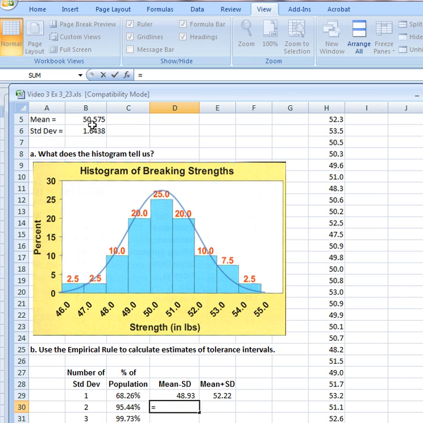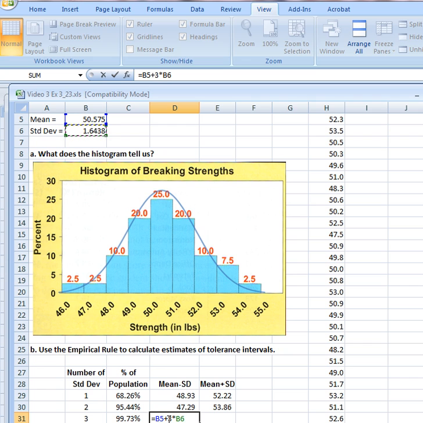Okay, so let's calculate these other ranges. It's the same idea. Take the mean. This time we're going to subtract 2 standard deviations, like that. And we're going to add 2 standard deviations equals that. You Excel jocks out there know that there's an easier way to do this, don't you? I'll show you a few tricks here in a minute. But for now, we'll do it the hard way. 2 times that. And the third one is equal to the mean plus 3 standard deviations.